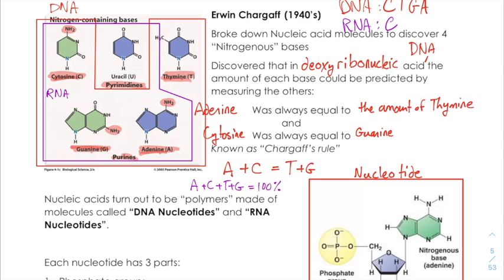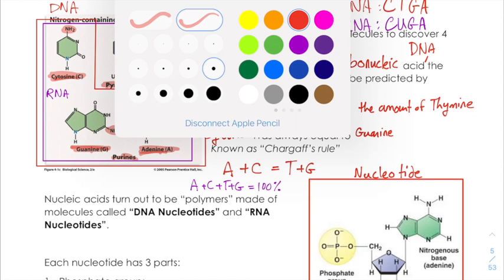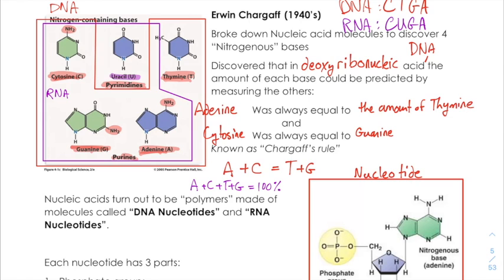In RNA there is cytosine, uracil, guanine, and adenine. So there are 4 again, but they are slightly different. Cytosine is found in both, guanine is found in both, adenine is found in both, but uracil is found in place of thymine in RNA. So RNA is made of cytosine, uracil, guanine, adenine. DNA is cytosine, thymine, guanine, adenine.